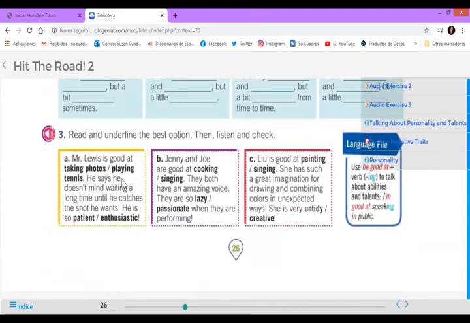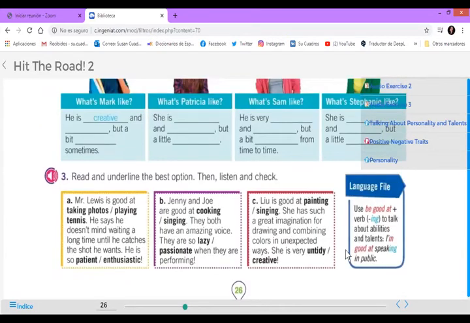In exercise 3, we're going to read and underline the best option, and then listen and check. You remember in the previous exercise, we were talking about my cousin Victor, right? And we said that Victor is good at cooking, Victor is good at baking, Victor is good at singing, Victor is good at everything, okay? So when you use be good at, remember that we need to use a verb with ing to talk about abilities and talents. Example, I'm good at speaking in public, for example. Let's see the first one.